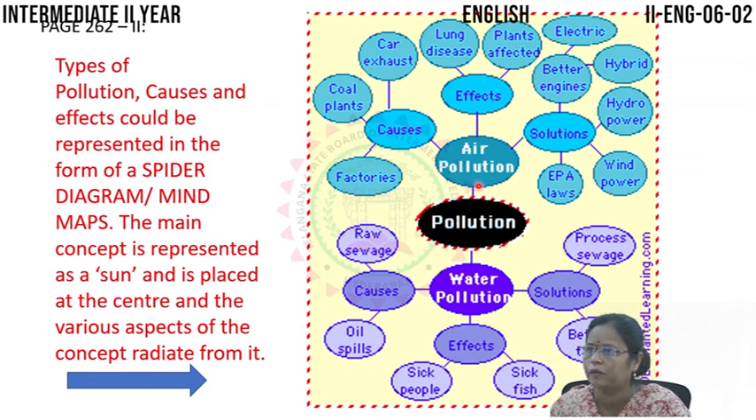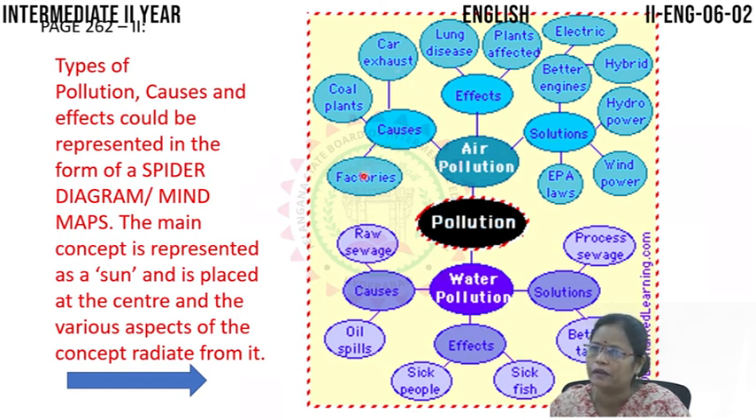Okay, air pollution, water pollution. So first let us see, this is the central idea of pollution. This is the title. From it radiate types of pollution, air pollution and water pollution. And another way is, what are the causes for air pollution, what are the effects of air pollution, and what are the solutions for air pollution. All these are shown in the form of bubbles.